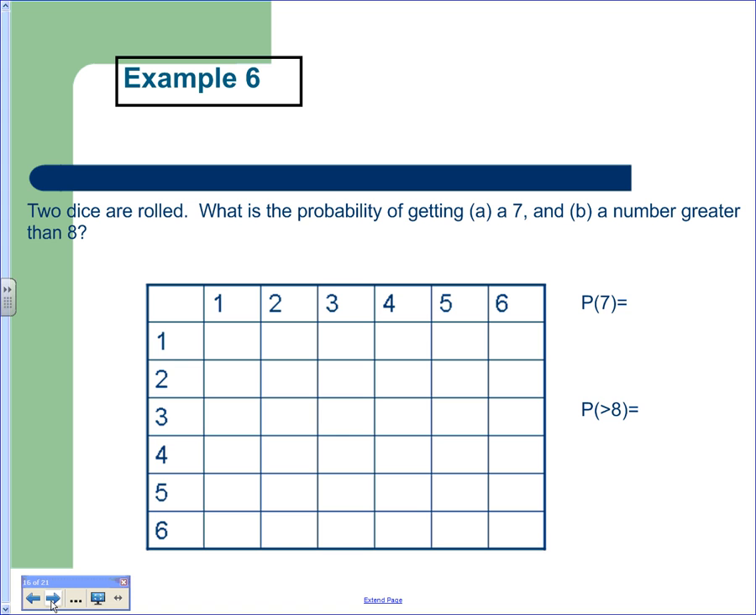What is the probability of getting a 7 and a number greater than 8? Well, first we want to make our little chart. When you roll 2 dice, how do you figure out what you rolled? You add them together. So if you roll a 1 and a 1, what is your sum? What goes here?